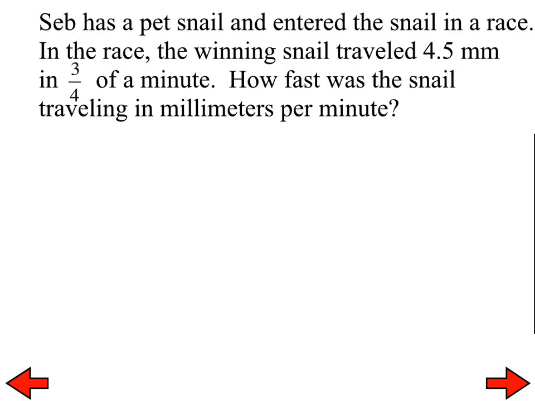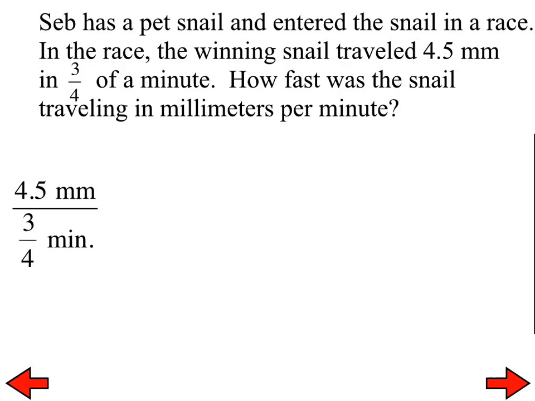We're asked to find out how fast the snail was traveling in millimeters per minute. That's a key indicator of which direction you need to do your division. Millimeters per minute is an example of unit rate, so we need to divide the millimeters by the number of minutes. 4.5 millimeters divided by 3/4 of a minute. This would have been a typical unit rate problem you should have done last year, because the 7th grade standard is unit rates of decimals and fractions, and this involves both of them.